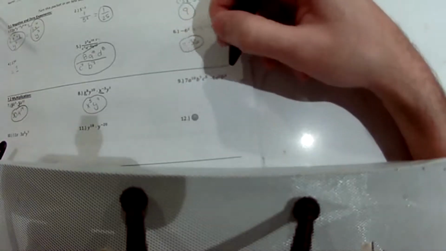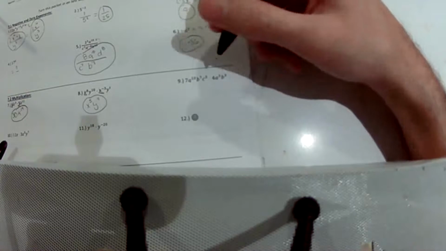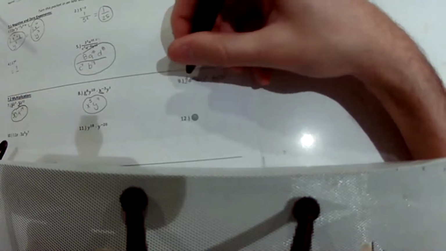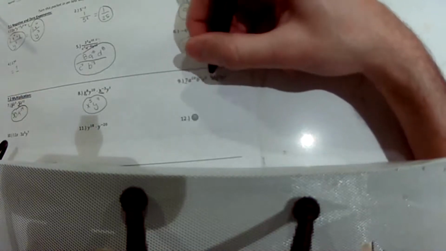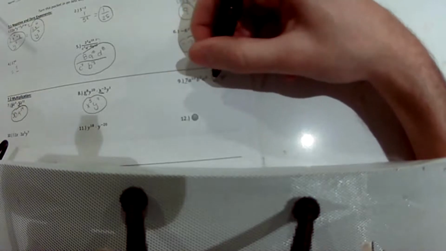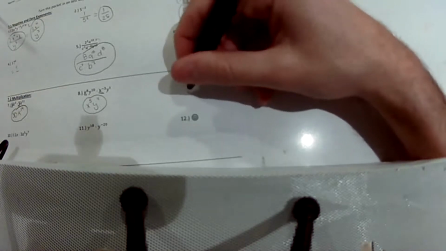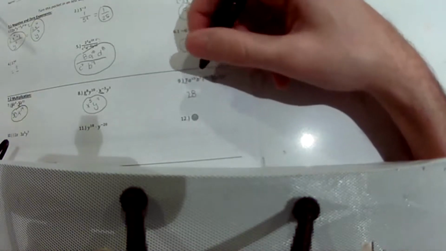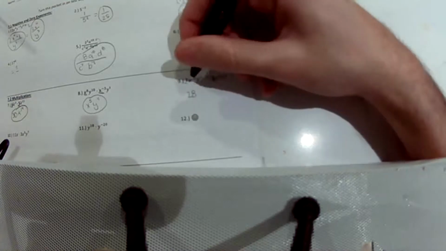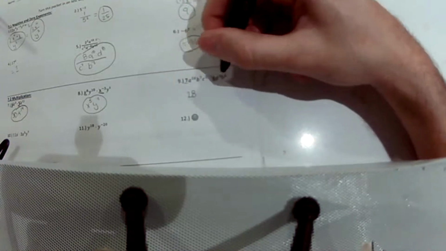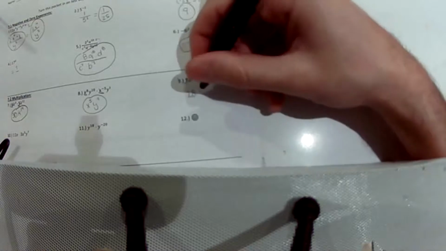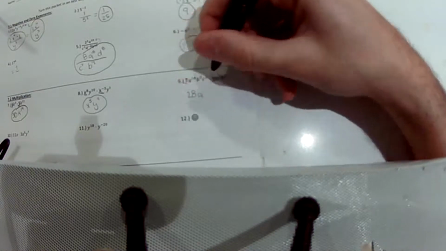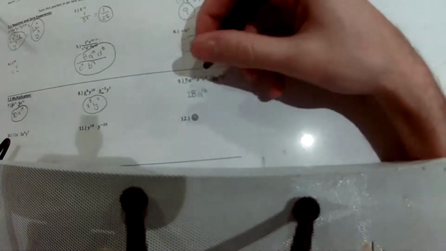7a to the whatever times 4a to the whatever. Same pattern, go factor by factor. I see a 7. Anything I can do with that? Yes, there's another number here it can combine with. 7 times 4 is 28, because those are the coefficients, they just multiply. Dealt with the numbers, now the a's. A to the 10th, any other a's? Yes, a cubed. A to the 10th times a cubed will be 10 plus 3, a to the 13.